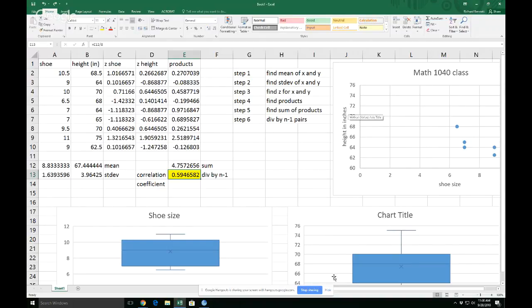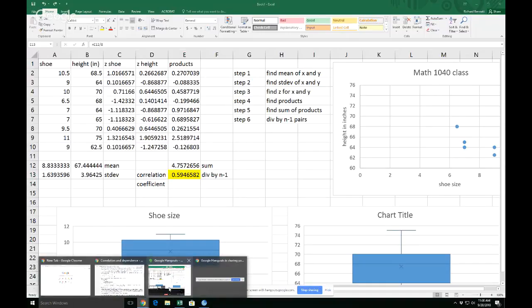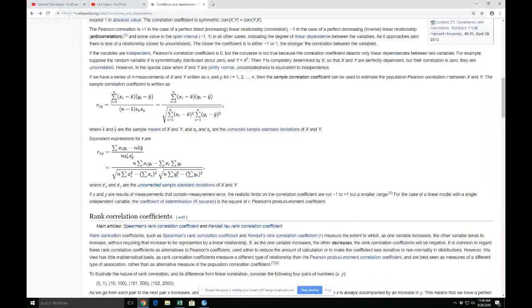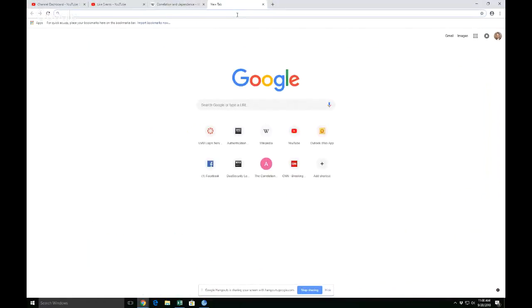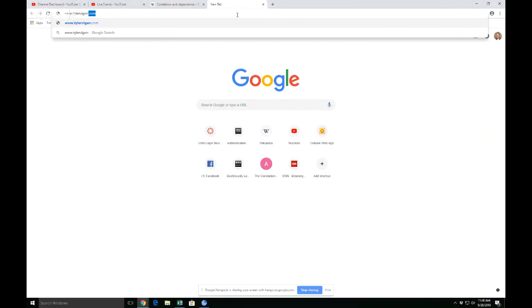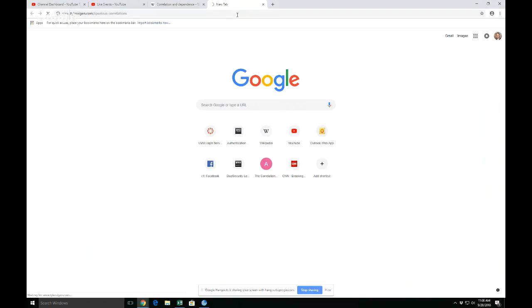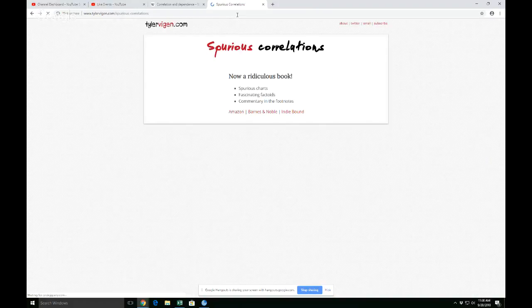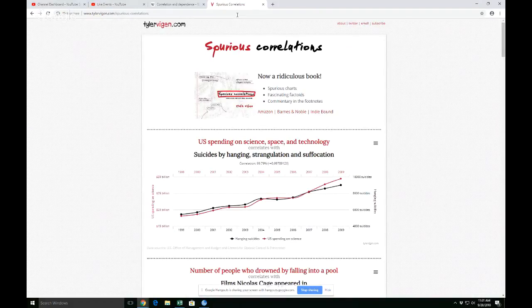Now, one of my favorite websites, we're going to pull up a really cool website that talks about what we call spurious correlations. Tylervigen.com/spurious-correlations. Now here's the deal. He's not necessarily doing straight line correlations, but here's what it says.